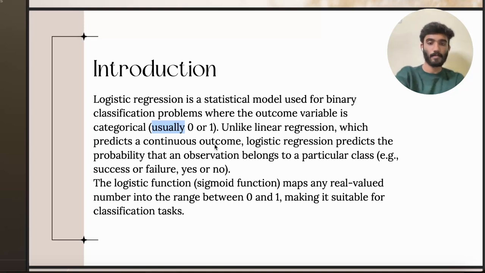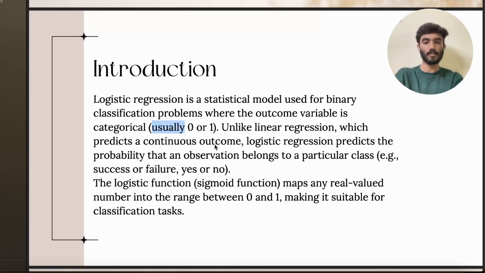First up, logistic regression. You might be thinking, isn't regression all about predicting numbers? Well, yes, but logistic regression is special. It is used for binary classification. This means it's perfect when you are trying to predict a yes or no outcome, like whether a customer will churn or if an email is spam.